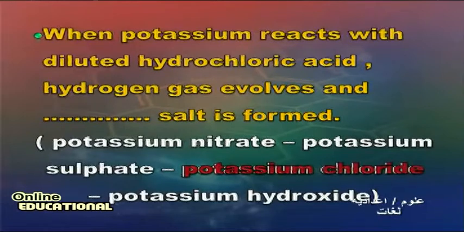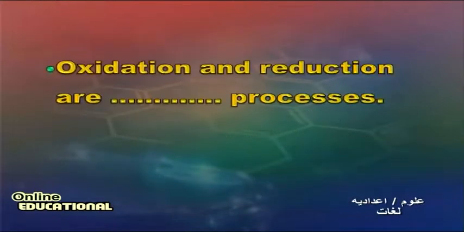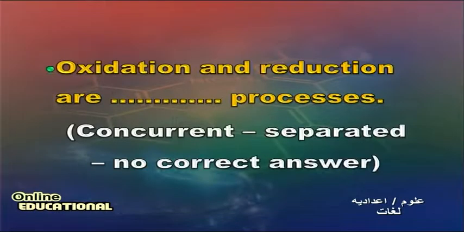A white precipitate is formed when silver nitrate solution, AgNO3, as we said, you should write the symbol of a compound, is added to sodium chloride solution. NaCl plus AgNO3 will produce NaNO3, sodium nitrate, and silver chloride as a white precipitate. So the answer: due to the formation of silver chloride as a white precipitate.